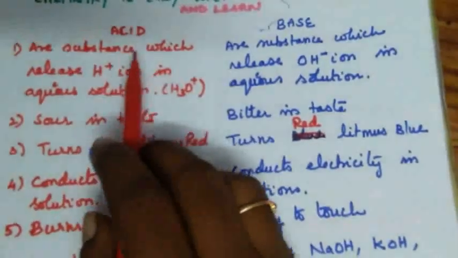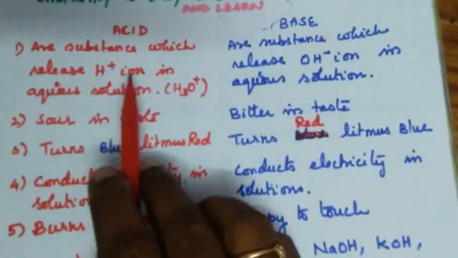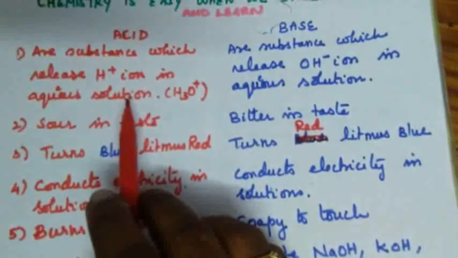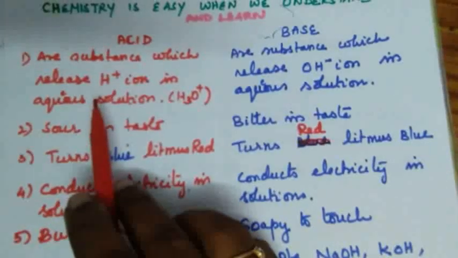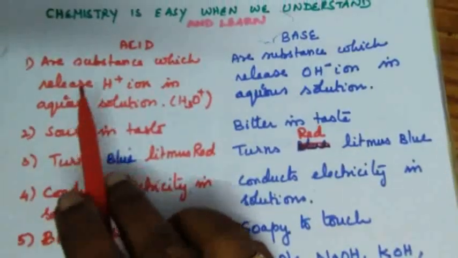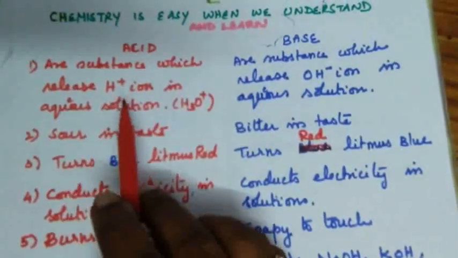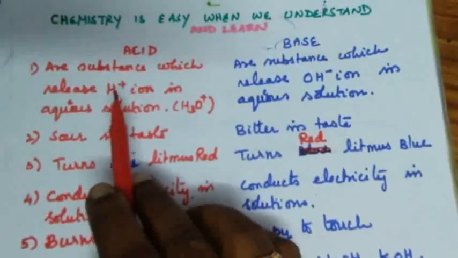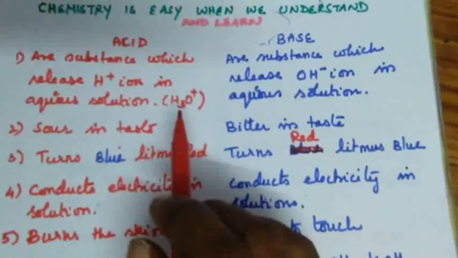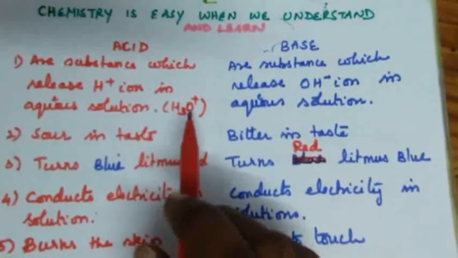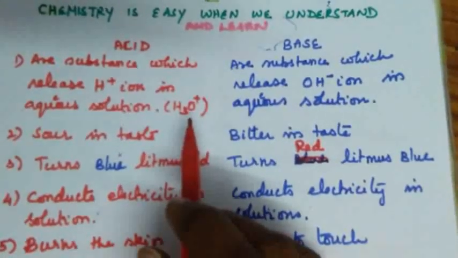So acid, what is acid? These are substances which release H plus ion in aqueous solution. What is aqueous solution? It is in water. Any substance dissolved in water is called an aqueous solution. All types of acid will release H plus ion. So they combine with water molecules to form hydronium ion. H3O plus is called hydronium ion. It is exhibited as hydronium ion.